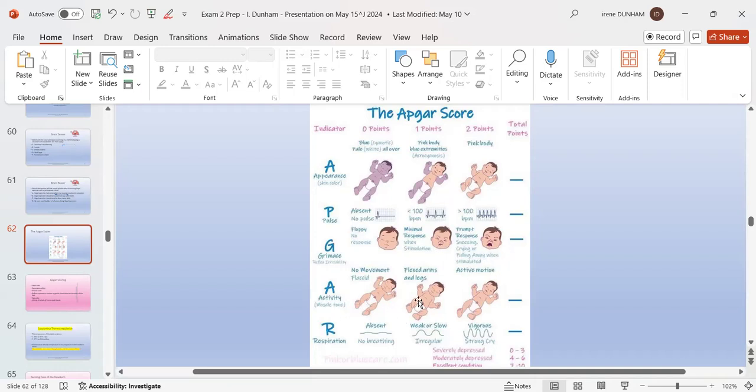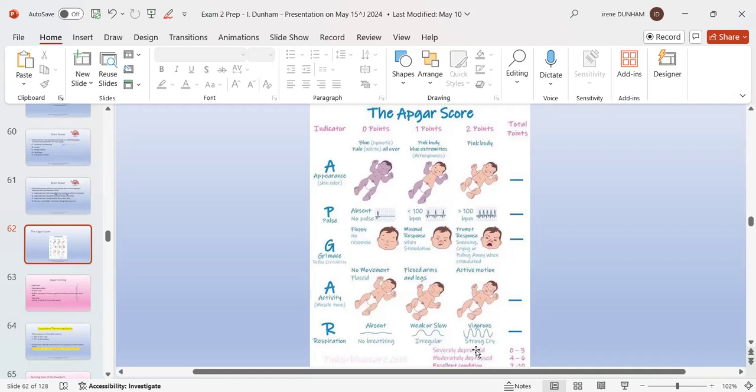It goes down to activity. I love these babies when they're nice and active. And then respirations: if he's got no breathing, obviously that's a 0. If it's weak or slow, you give him some credit. And a vigorous, strong cry, I love it, you get a 2.